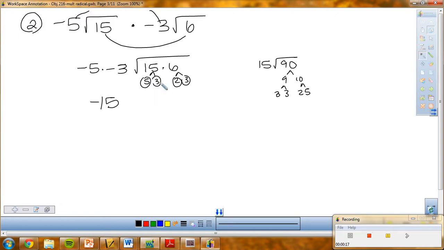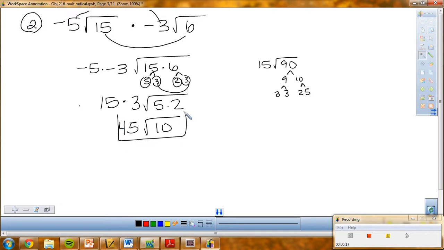So here I do have a pair of 3's, which are going to come out. And inside my radical, I still have a 5 and a 2. And so negative 15 times 3, this is a negative times a negative is a positive. So then I have 15 times 3, which is 45, and the square root of 10. And 10 can't break down, so there is my simplified product.